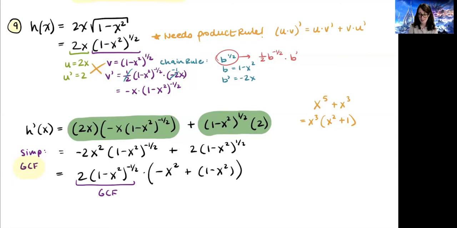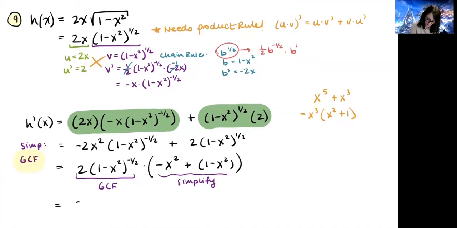Okay, so now that we have that factored out, we want to see if we can simplify what's left over after you take out the GCF. We've got negative x squared plus 1 minus x squared, so that's negative 2x squared plus 1. Then the last thing to do is get rid of that negative power right here. So this is being multiplied by the 2 and the negative 2x squared plus 1.